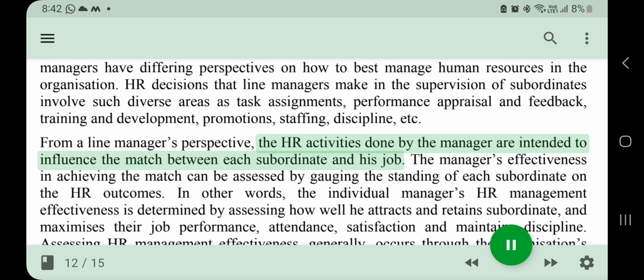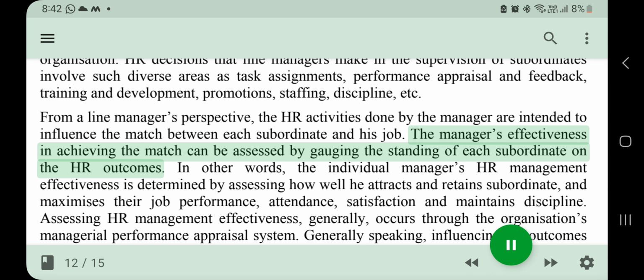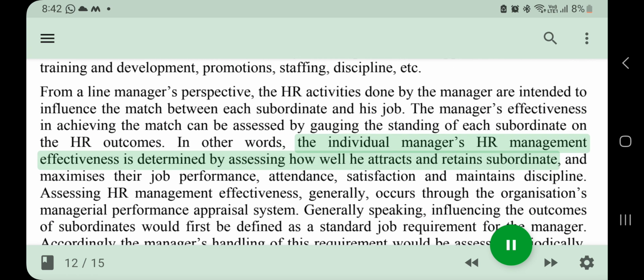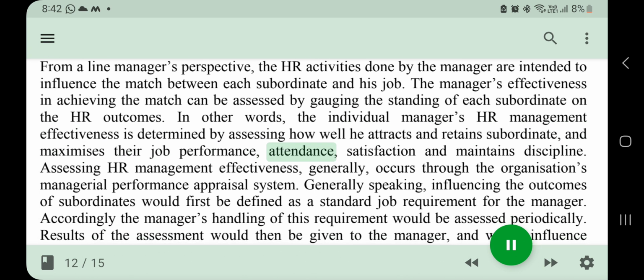From a line manager's perspective, the HR activities done by the manager are intended to influence the match between each subordinate and his job. The manager's effectiveness in achieving the match can be assessed by gauging the standing of each subordinate on the HR outcomes. In other words, the individual manager's HR management effectiveness is determined by assessing how well he attracts and retains subordinates, and maximizes their job performance, attendance, satisfaction and maintains discipline.